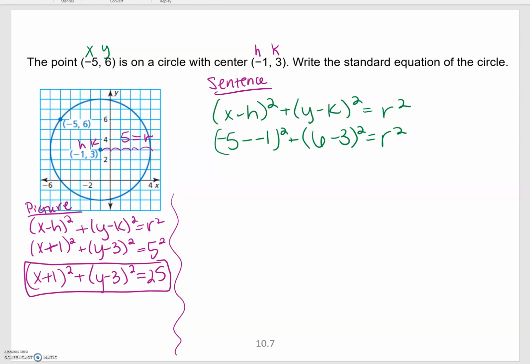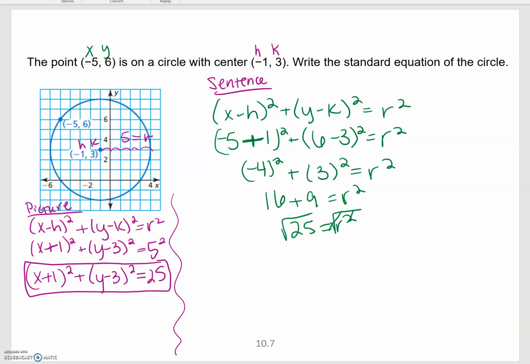So if we don't have the information from the picture, we have to figure out what r is in order to write the equation. So now I'm going to simplify those. Okay, so this is going to become a big plus here. So -5 plus 1, I have a -4 squared. And then in the next set of parentheses, I have 3 squared. And I'm going to simplify those. So -4 squared, I have 16 plus 9 equals r squared. That's 25. And then take the square root of both sides. So I would get my radius as 5.